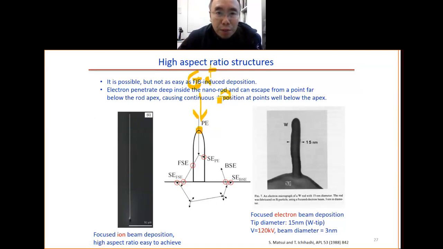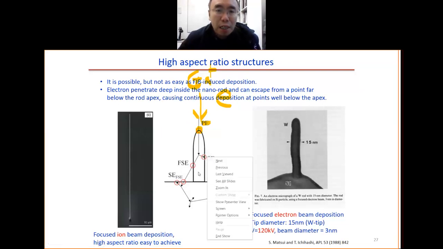But when you have the electron beam come in, you see this one. This P means primary electron. Here, FSE is the forward scattered electron. This is the secondary electron, caused by the forward scattered electron. This secondary electron is caused by the back scattered electron. This one is the back scattered electron. And this is the secondary electron caused by the primary electron. So when the electron comes in, you can see it goes laterally. So when it comes out here, there will be a separation here.